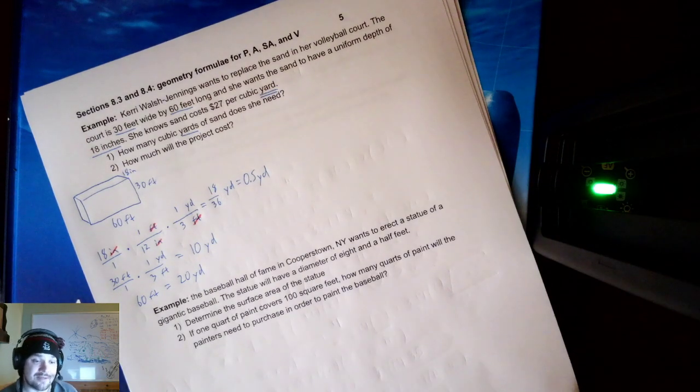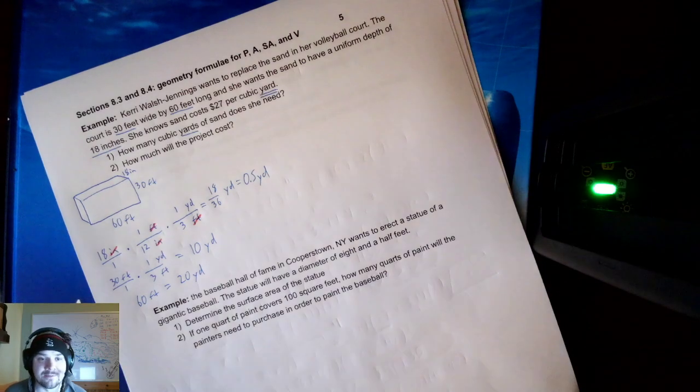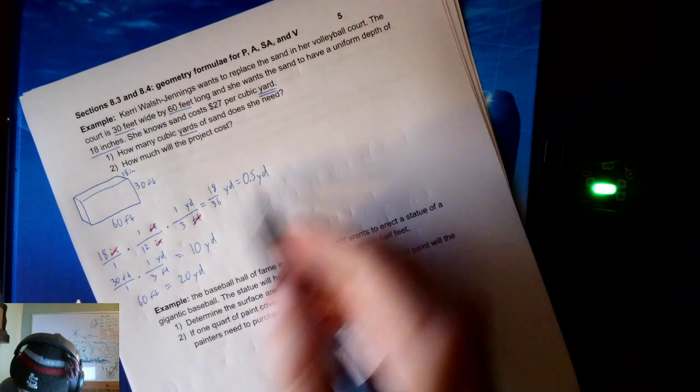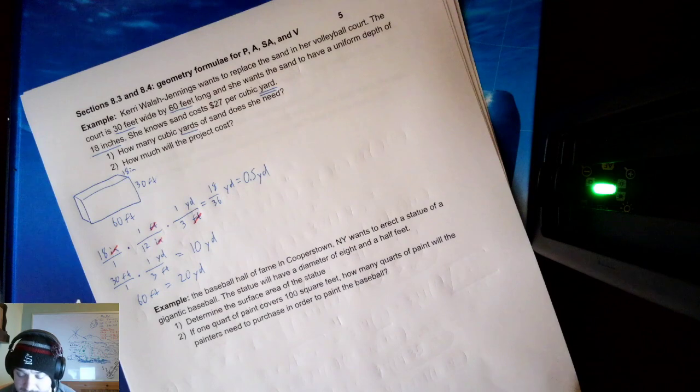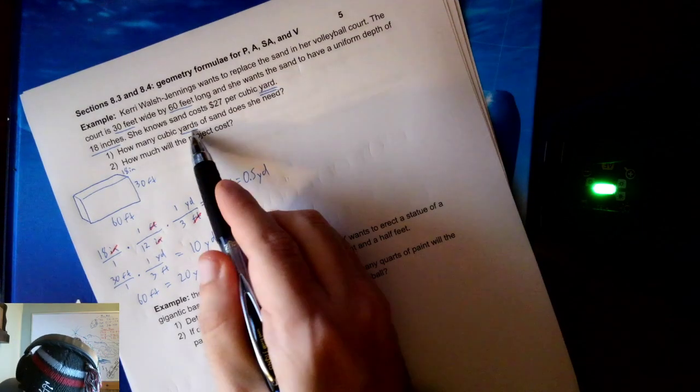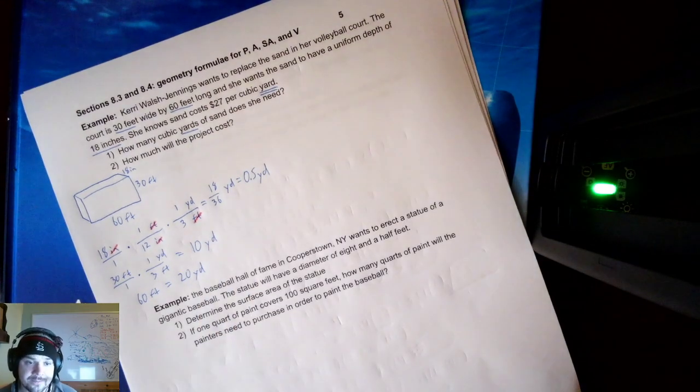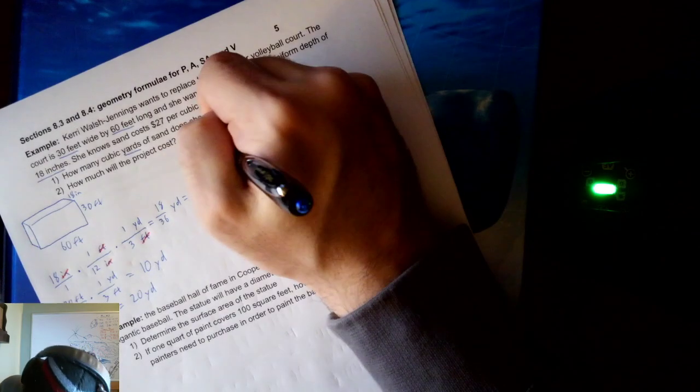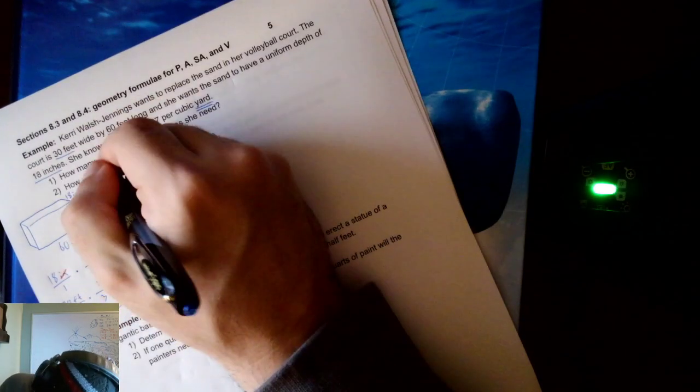That's some Chapter 7 stuff, right? We're converting units. You want to be comfortable going back and forth between units because we needed everything in yards. We needed all of our values in yards because the question's asking us for yards. So for part 1, how many cubic yards does she need?